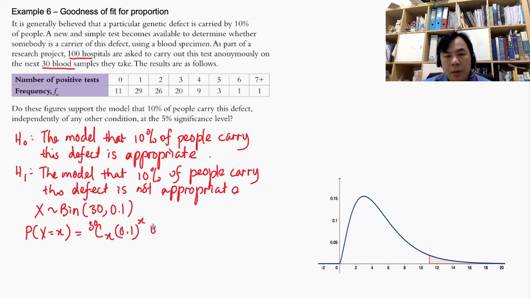0.1 to the power of x, times 0.9 to the power of 30 minus x. Okay, so x is from 0, 1, 2, 3, and so on and so forth. All right, so I hope that is clear at this point. Once you are ready, all we need to do is just tabulate all this information.